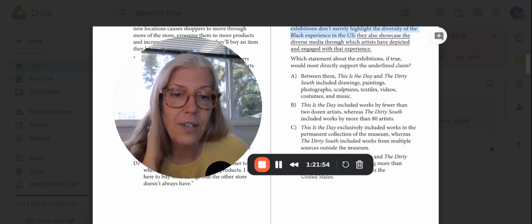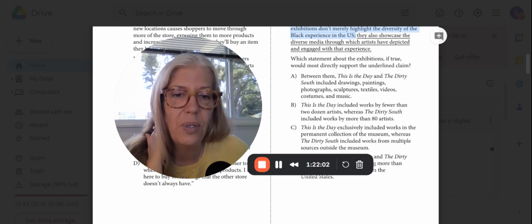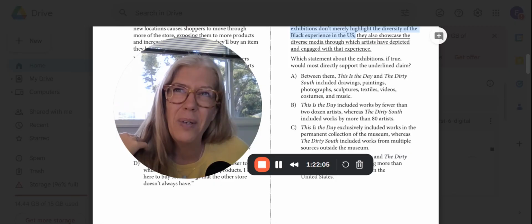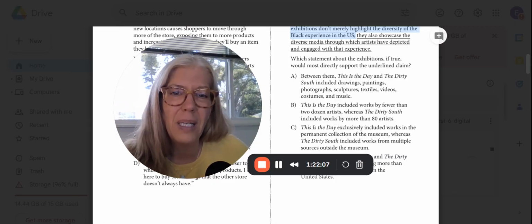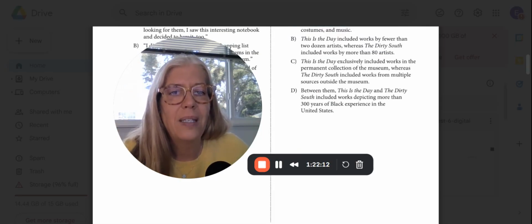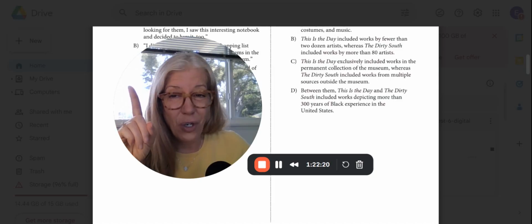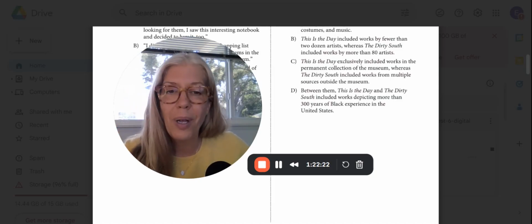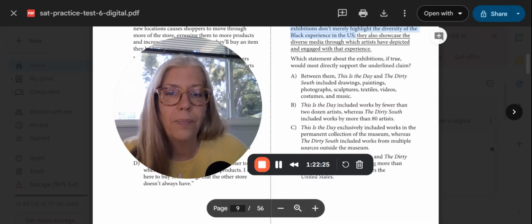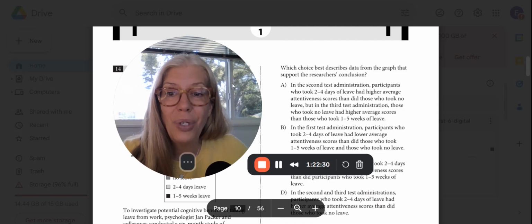C, This Is the Day exclusively included works in the permanent collection of the museum, whereas The Dirty South included works from multiple sources outside the museum. I guess they're going for that being diversity in media, but I don't think that's what diversity in media means. It's not where it's stored. And then D, between them, This Is the Day and The Dirty South include works depicting more than 300 years of the Black experience in the United States. That's talking about that first part of the semicolon, but that's not the underlined part. So A would have to be the answer. So we've got to see a semicolon. That's coming up too.